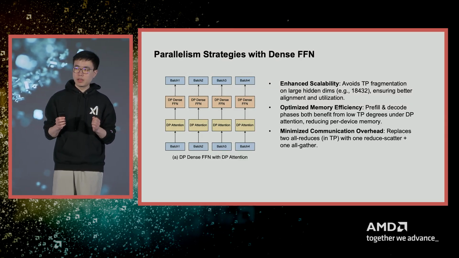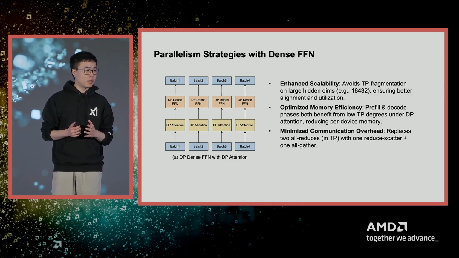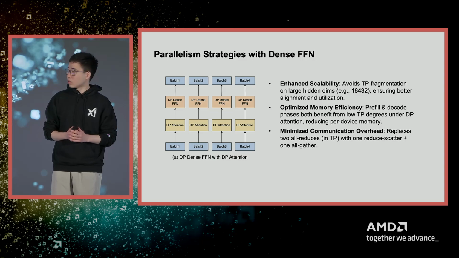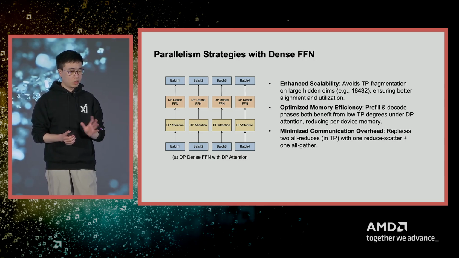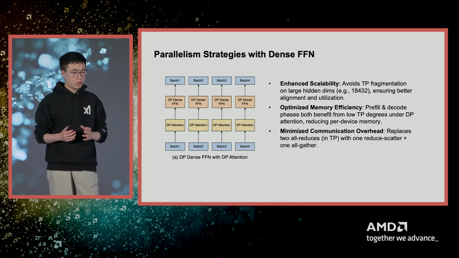The DeepSeek model has 61 layers. The first 3 layers are normal dense MLP or FFN layers, and we use a different parallelism strategy for them. You can look at this figure. We have 4 batteries, which represent 4 GPUs. First they go to the attention layer, and we use data parallelism, DP attention, to parallelize that. Then they go to the first 3 dense MLP layers, where we also use data parallelism.